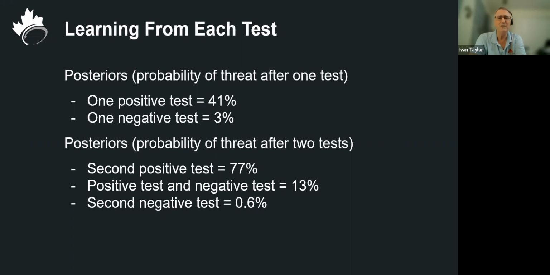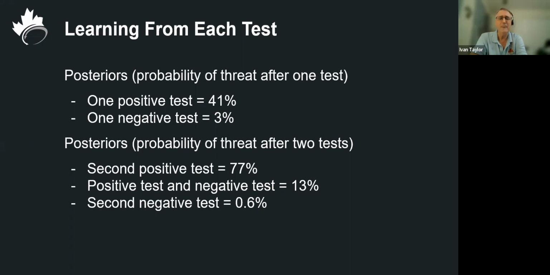With one positive test, we estimated that there was a 41% chance that this was a real threat. And with one negative test, we found that there's still a possibility that this is a threat. It's a 3% possibility. It's not zero. So basically a negative test could produce some false negatives. And therefore there's a 3% chance that this could be a real threat, even though it came back with a negative test.